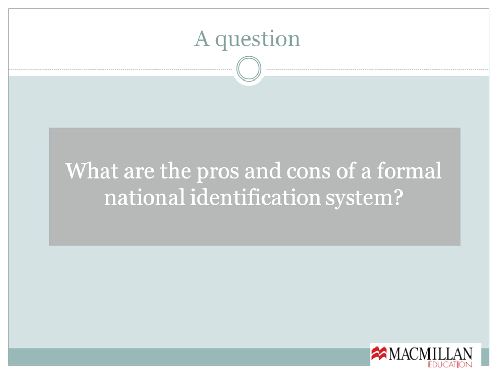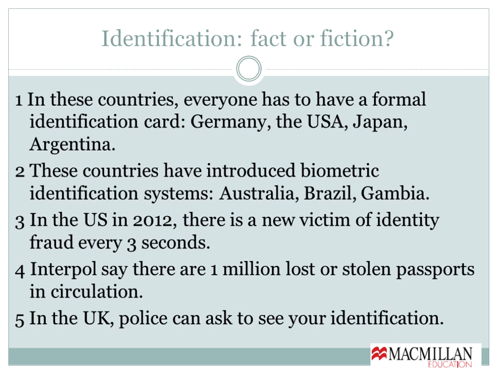But first of all, I want to know what my students know about this subject again. So I might do a little quiz to get them thinking about knowledge. So here's a little quiz for you about identification. Fact or fiction? Okay, let's have a look at the first one. In these countries, everyone has to have a formal identification card. Germany, the USA, Japan and Argentina. Now, can you see where you've got the tick box? So above where it has all the names on the left-hand side of the page, if you can tick yes if you think this is true and no if you think it's false. Let's have a little discussion about that afterwards.